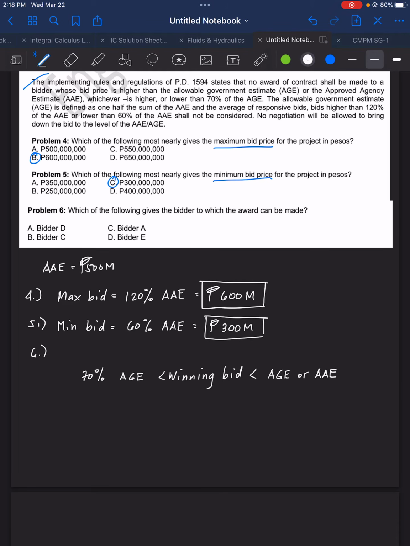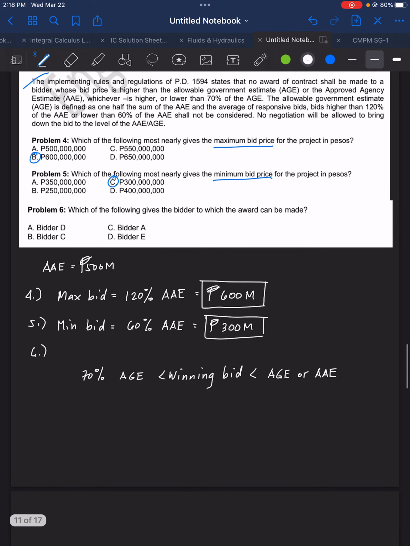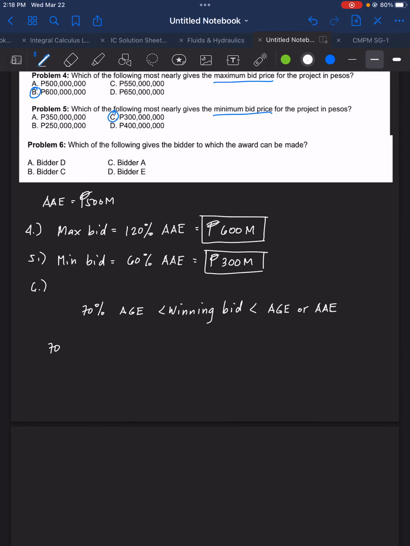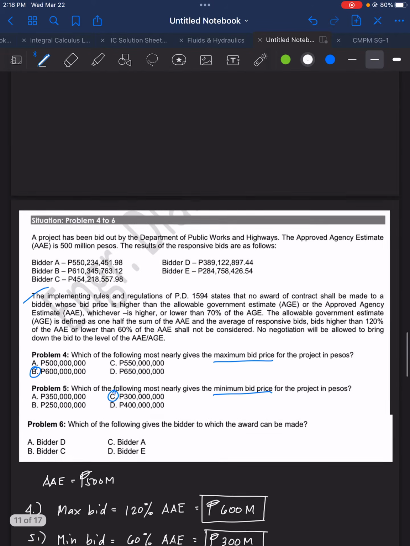So this is the formula that we need to memorize. The winning bid is less than AGE or AAE, whichever is higher, and it is greater than 70% of AGE. Okay, so what's the 70% of AGE? 70% of AGE is equal to 70% of the agency estimate that we have solved a while ago.